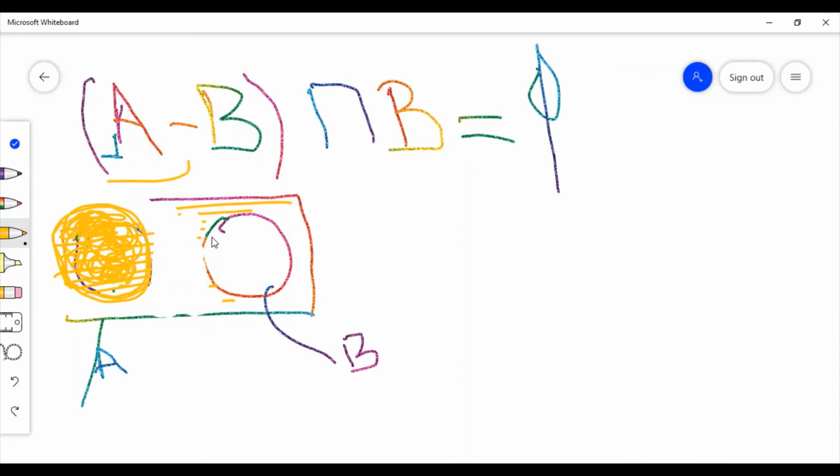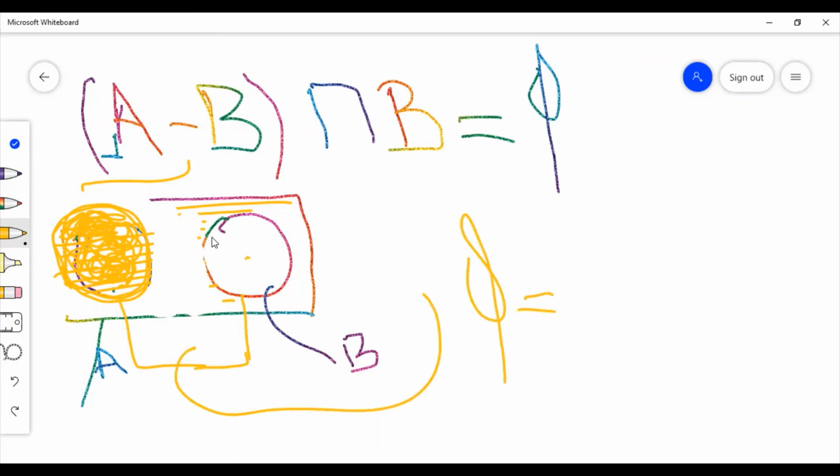Now we are looking for the intersection. So the intersection of this and this. Here we can see nothing is overlapping, nothing is common. So we can write that the answer is nothing, that is the empty set. So straightaway this is our proof.